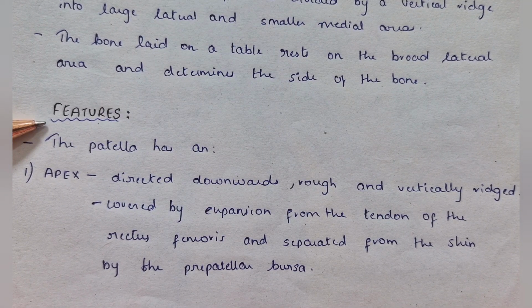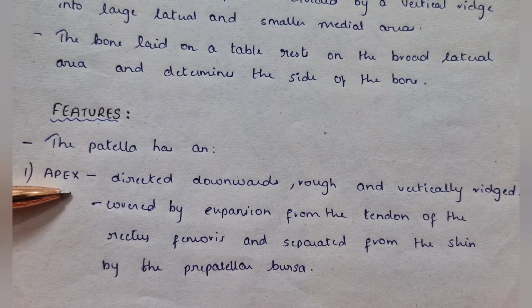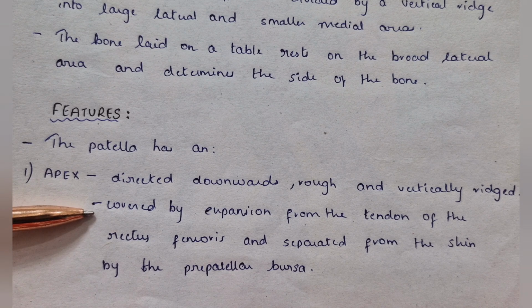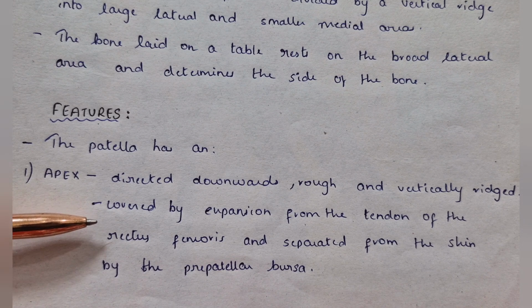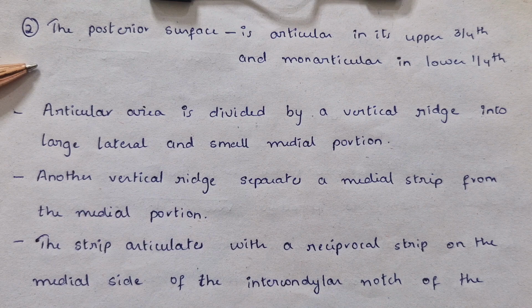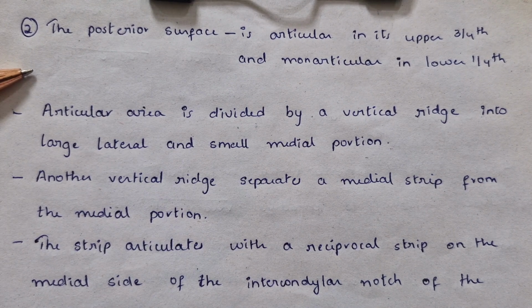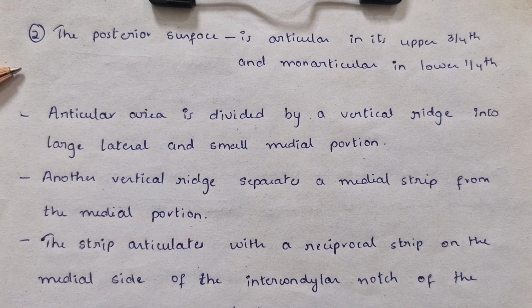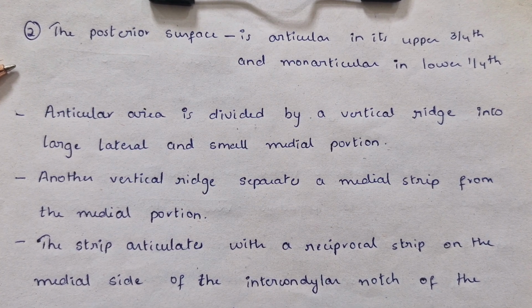Features of the patella. The patella has an apex which is directed downwards. The anterior surface is rough and vertically ridged. It is covered by expansion from the tendon of the rectus femoris and separated from the skin by the prepatellar bursa. The posterior surface is articular in its upper 3/4 and non-articular in the lower 1/4.